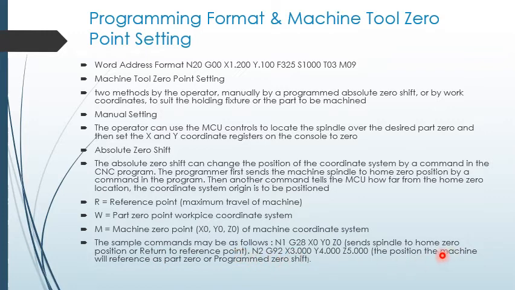Again, for the position of the machine that will be referenced as part zero or program zero shift, we use the command N2 G92 X0 Y0 Z0. This is the position we need to move to. So if we register the position, we use G92, and for the home position we use G28.